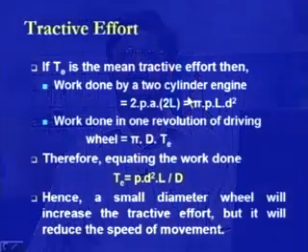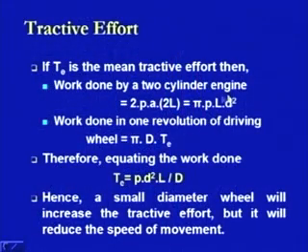Here the work done by a two-cylinder engine will be 2 times P times A times 2 times L, where 2 is for the two-cylinder condition, P is the pressure which is applied on the area of the piston, A is the area of the piston, and again we are taking twice of length L, where L is the length of the stroke, because in one cycle the stroke goes in one direction and comes back.